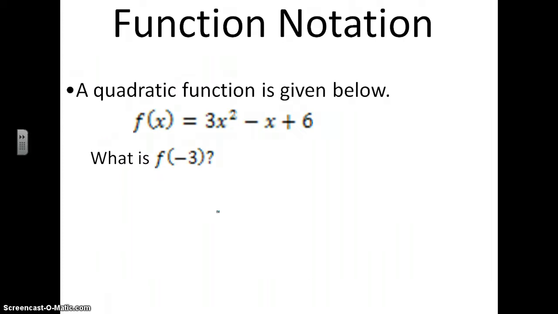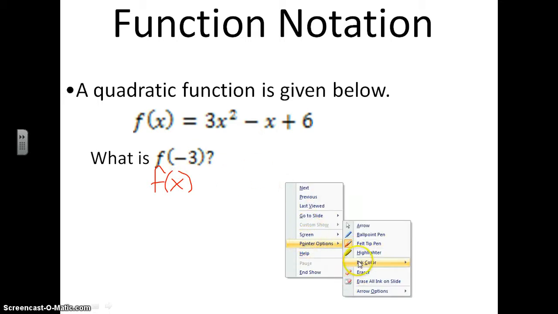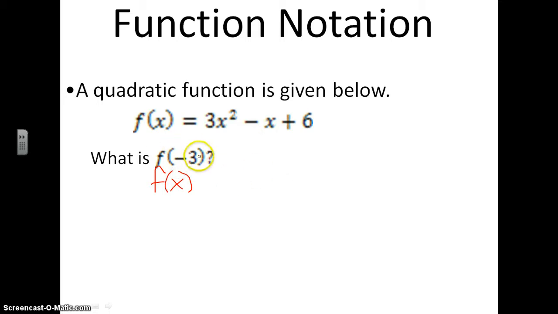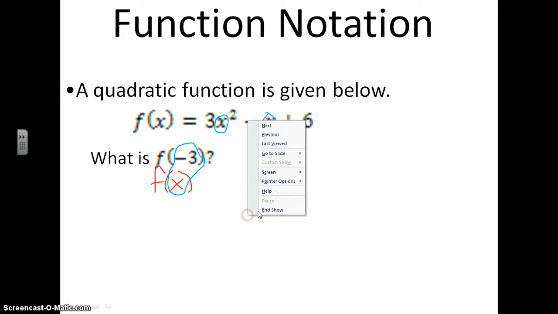Now, let's look at function notation. Function notation, the example we have. A quadratic function is given below. F of x equals 3x squared minus x plus 6. What is f of negative 3? Well, remember, this is the same as f of x. Okay, so negative 3 is in the same place as x. So for every x value up here, we're going to plug in negative 3. Okay, remember, everyone else stays out there.